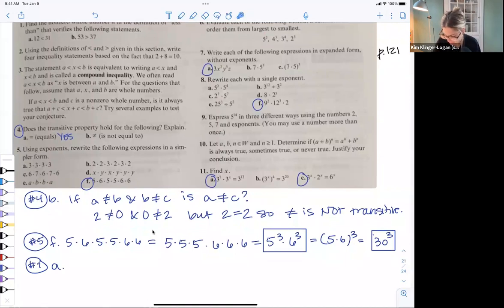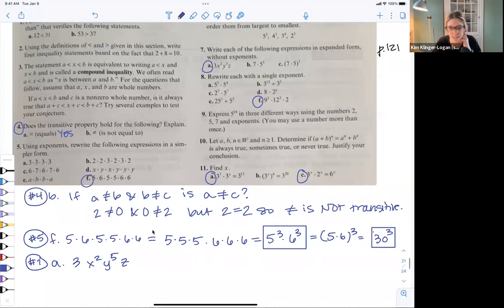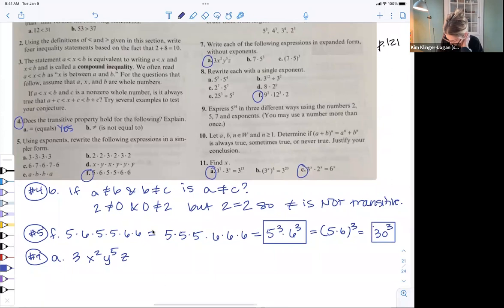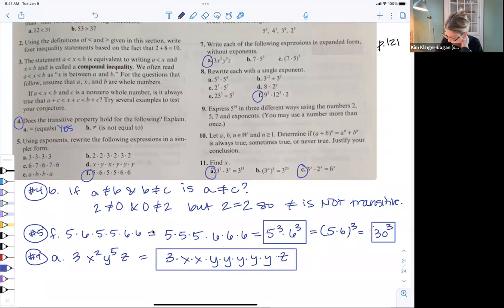So this is having us basically do the opposite of what we did for number 5. They want us to write the exponents in the expanded form. So for A here, this is 3x squared y to the 5th times z. So they just want us to expand out each of these exponents. This is 3, and then x squared is 2 x's multiplied together. Y to the 5th is 5 y's multiplied together. And then there's just 1 z. And I think that's all they're really looking for, is this type of expanded form.